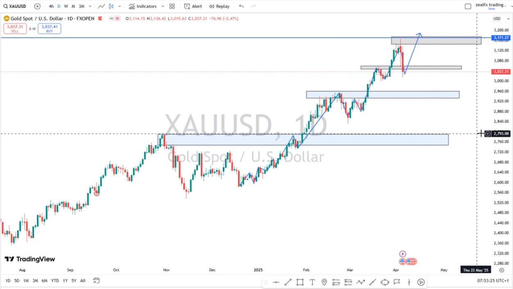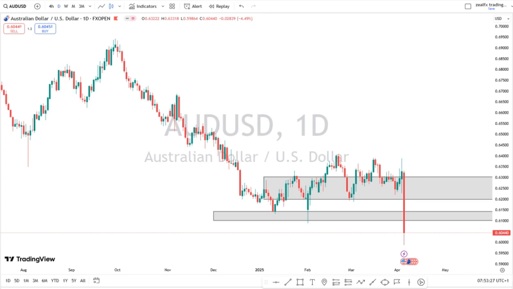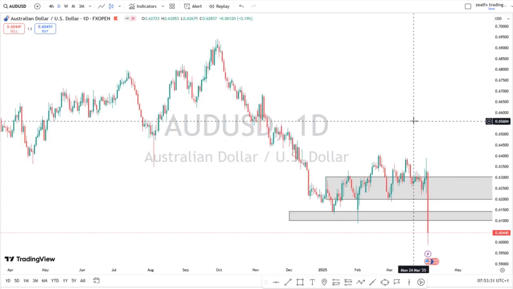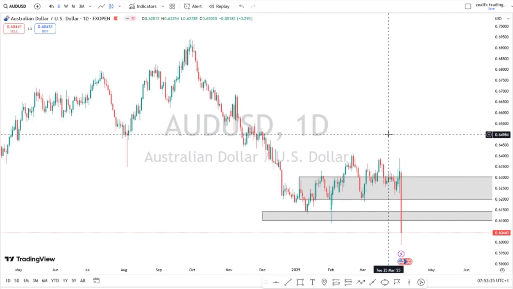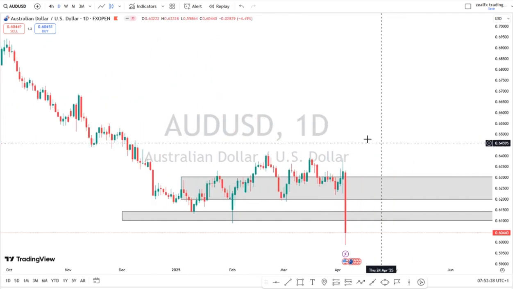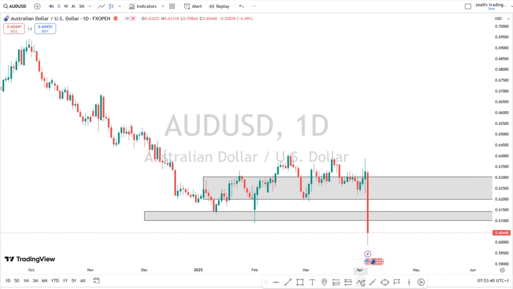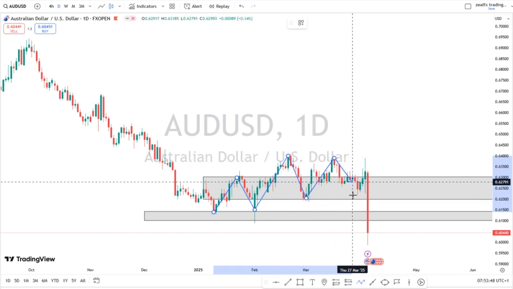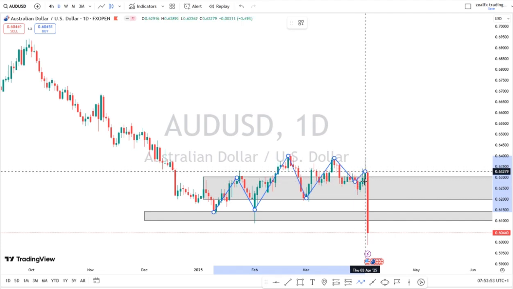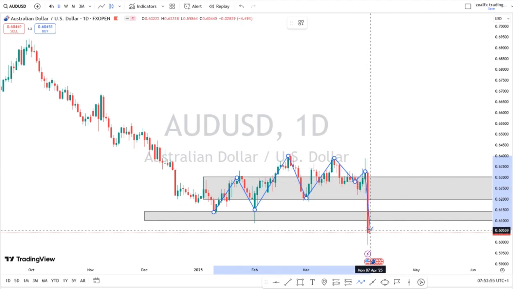So let's look at our next pair, which is the Australia USD. Australia USD on my daily chart has closed below major levels. You can see previously we were in a range on the Australia USD. Price has been in a range for some time now. We have a series of lows and highs. Price has been in a range before we now see price break out of this range last week.